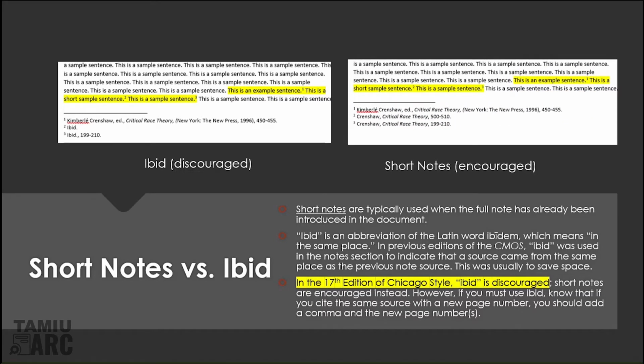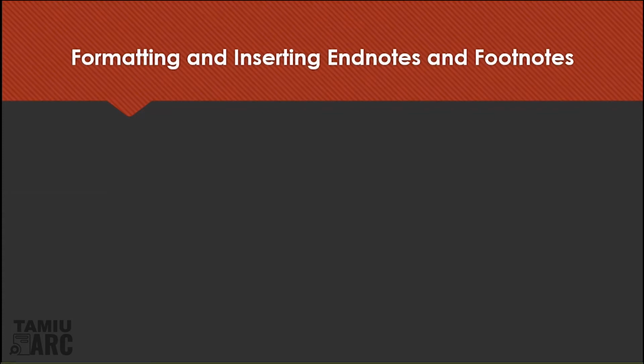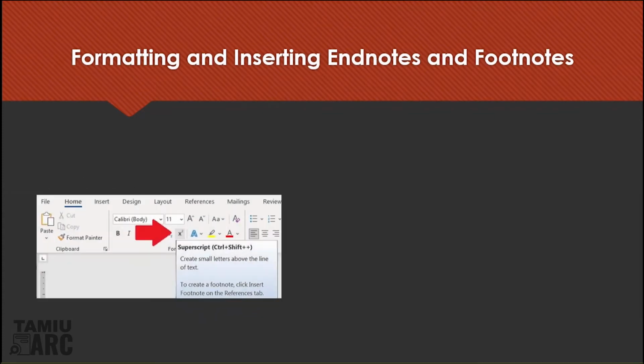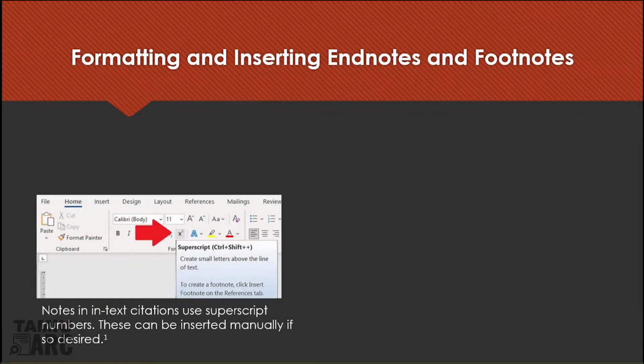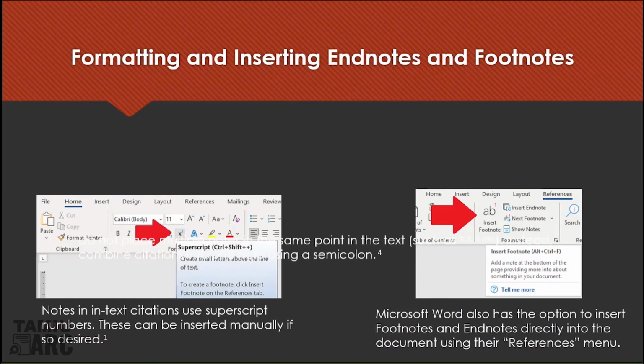However, if you must use ibid, know that if you cite the same source with a new page number, you should add a comma and the new page number. Formatting and inserting endnotes and footnotes is pretty easy with Microsoft Word. Notes can be added manually using superscript numbers and footnote settings. They can also be added automatically using the reference menu in Microsoft Word.